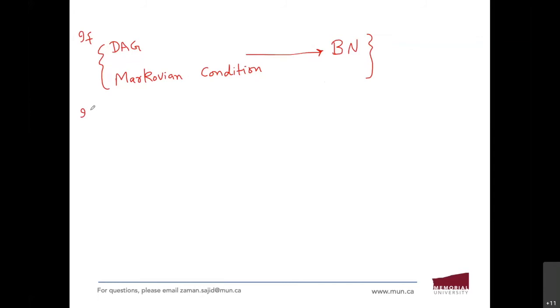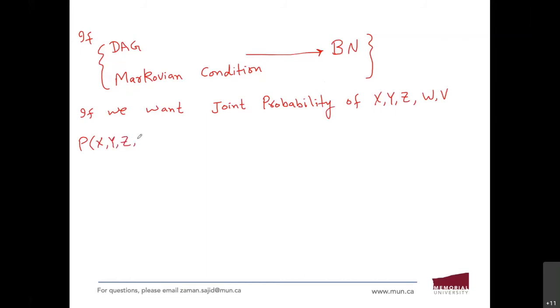Now, if we want to find out the joint probability of your network, in our network we had X, Y, Z, W, and V. So the joint probability of your network should be P of X, Y, Z, W, and V.